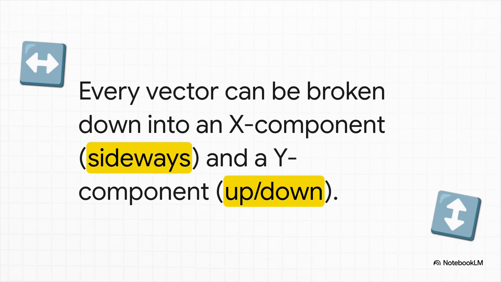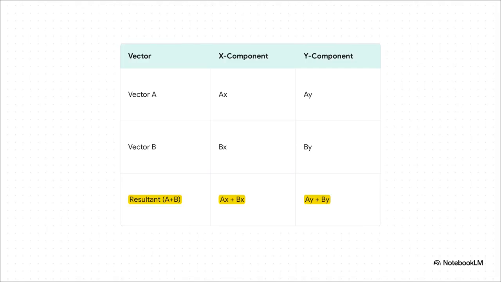It's kind of like giving someone directions in a city. You don't say, go that way diagonally. You say, go 3 blocks east and then 4 blocks north. Same idea. And here's why that's so powerful. Once you've broken all your vectors down into these simple sideways and up-down parts, the math becomes, well, incredibly easy.